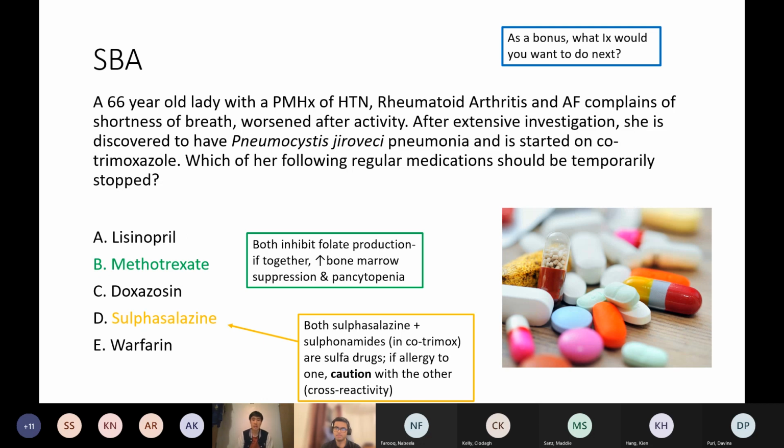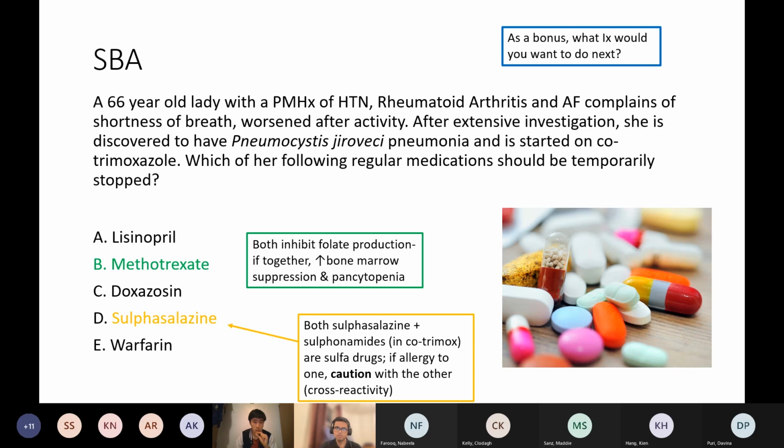Methotrexate is also an antifolate drug. When we combine trimethoprim and methotrexate, the folate inhibition, they both target the same enzyme, so you get complete bone marrow suppression, which can cause pancytopenia. You need to avoid that, so you'd halt the methotrexate. The people who voted for sulfasalazine, I can totally see why you've done that, because this is a reaction that gets tested a lot, but it's more of a specific thing.